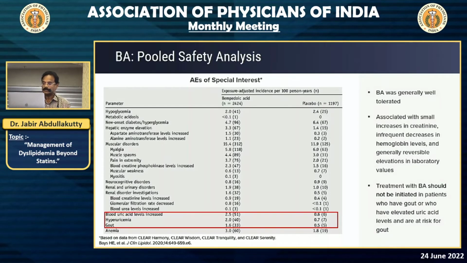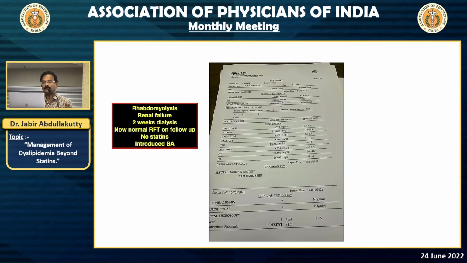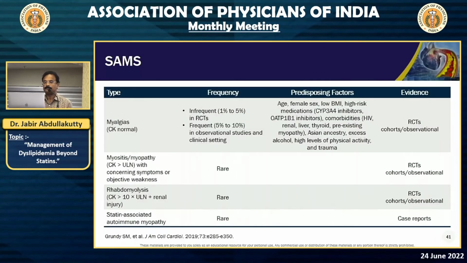So those patients who had gout or who have elevated uric acid levels and who are at risk of gout should not be treated with bempedoic acid. And there were some incidences of tendon rupture also found with bempedoic acid. Otherwise, not much adverse effect. So the patient whom I mentioned, the rhabdomyolysis, renal failure, 2 weeks dialysis, now normal RFT, no statins, we have introduced bempedoic acid to this person.